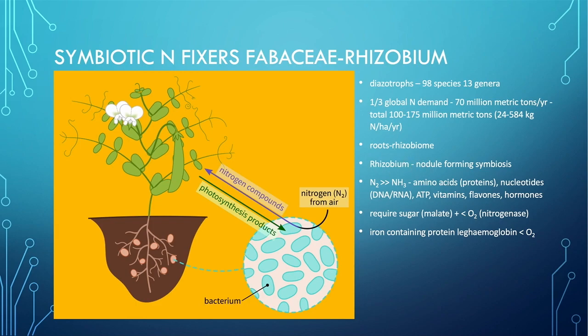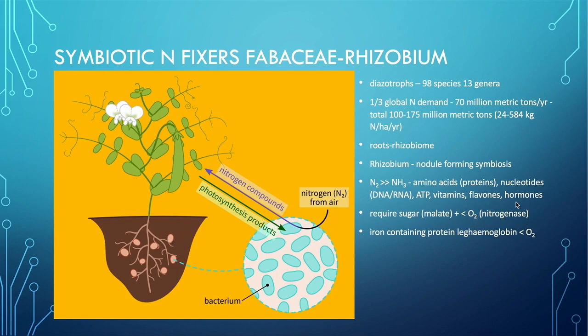So dinitrogen goes to ammonia, as we already know, and that becomes amino acids, which then form proteins within the plant and within our bodies as well, as we consume amino acids. Nucleotides, so as I said earlier, RNA, DNA, ATP, but also vitamins, flavones, and hormones. And this process actually is required to contain sugar to feed the microbes, to feed the rhizobium, and this is in the form of malate that the plant provides it. And also the oxygen concentration has to be a little bit reduced, hence the nodule.